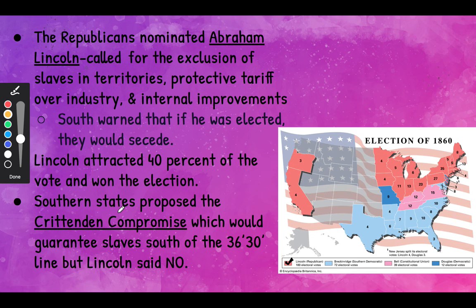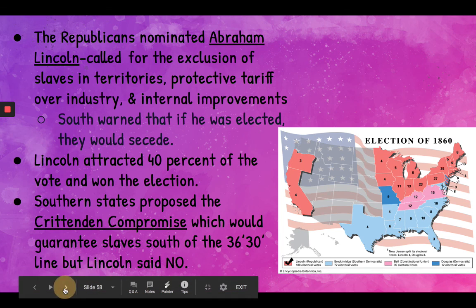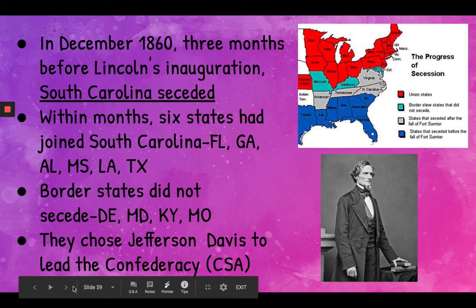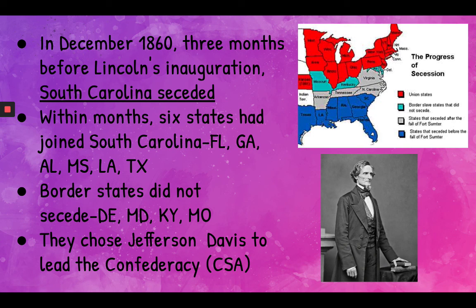And the southern states lived up to their word and they seceded from the United States promptly after Lincoln's election, literally months. Lincoln was elected in November, and before he was even sworn into office, South Carolina had seceded in December. Within 6 months, 6 other states joined South Carolina, including Florida, Georgia, Alabama, Mississippi, Louisiana, and Texas.